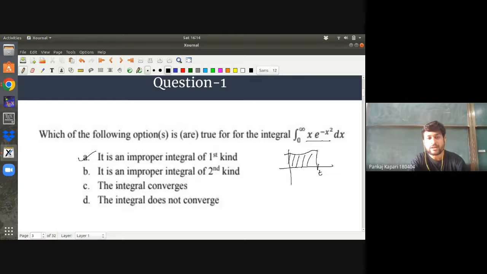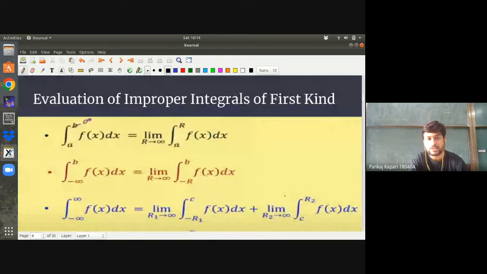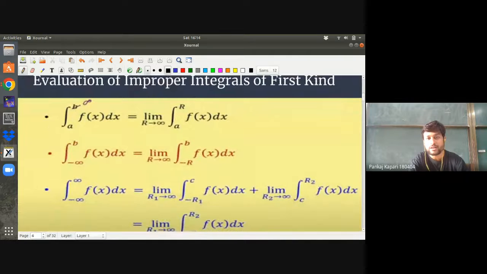Now you have to find if the integral converges or diverges. Convergence means the integral should have some finite value. Now how to find that finite value? How do we evaluate improper integrals of the first kind? If, let's say, the upper limit is infinity, what do you do? Replace this infinity by some finite fixed number, let's say r. First compute that integral and then take the limit as r tends to infinity.